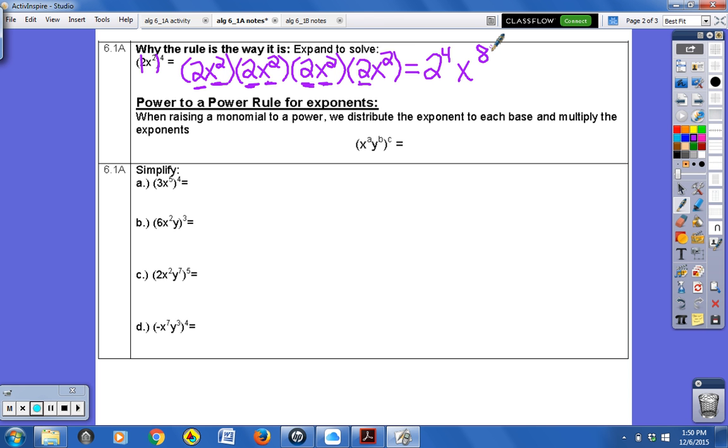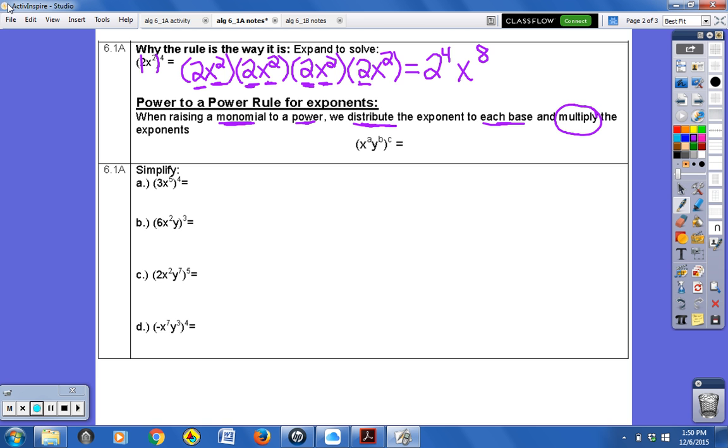And so this would kind of help us figure out our rule. So that 4 actually ended up being distributed to the 2 and to the x. So we have 2 to the fourth and x to the eighth. But how did we get 8? We multiplied that 4 times 2. So when we raise a monomial to a power, we distribute the exponent to each base, and then we multiply those exponents. So when we distribute the exponent, we're multiplying.